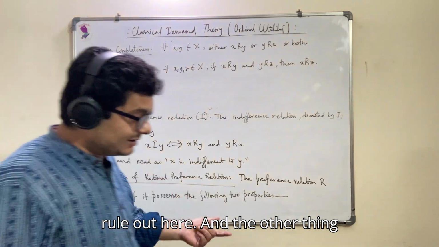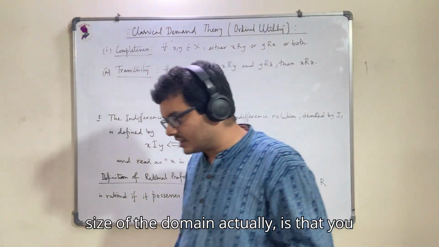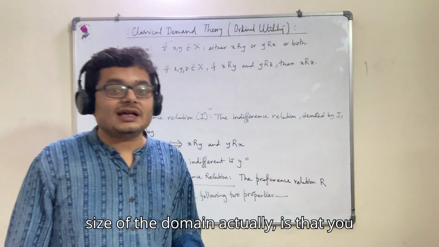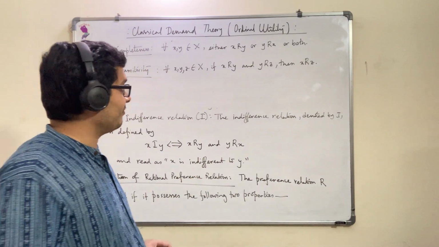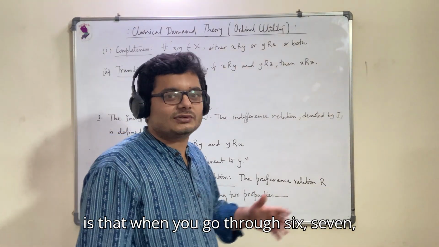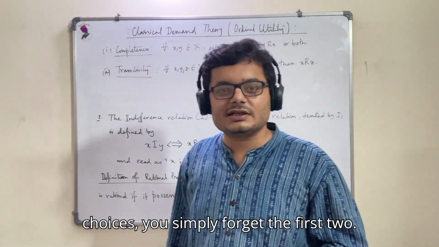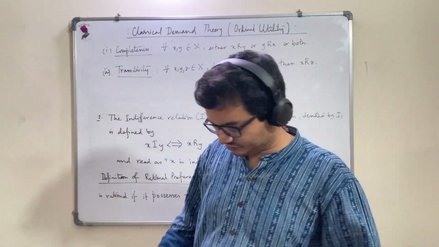And the other thing, if you go by the size of the domain, is that you have a very good memory. Because in the real world, what happens is that when you go through 6, 7, 8, 9 or more choices, you simply forget the first two.